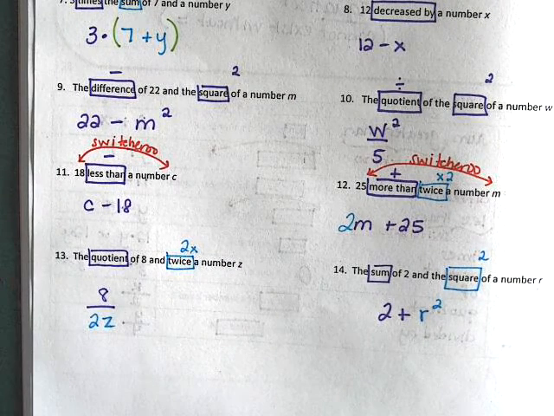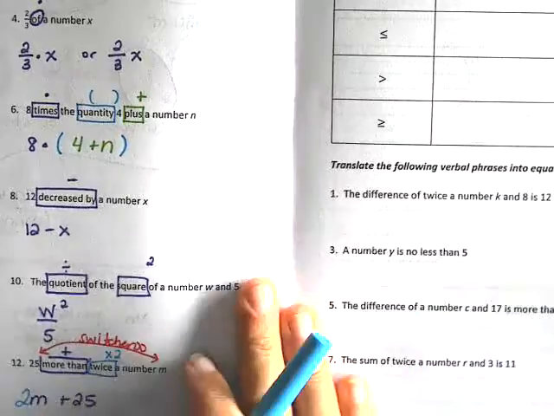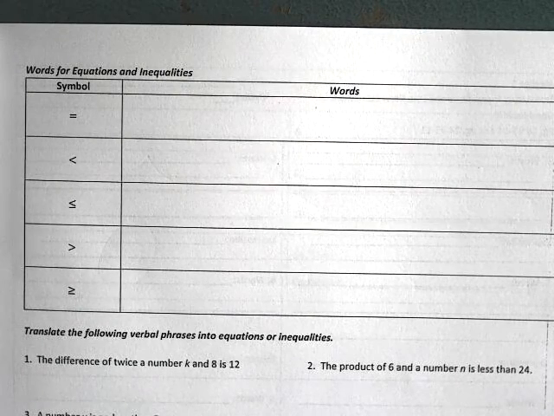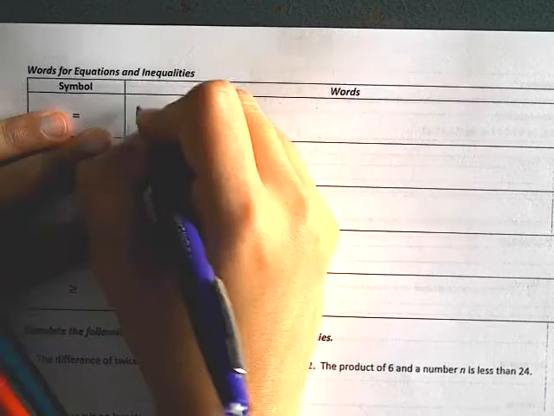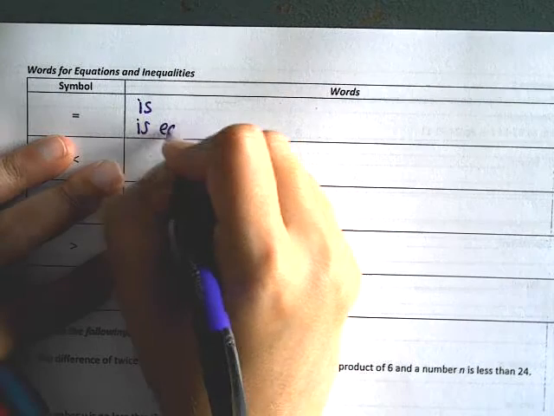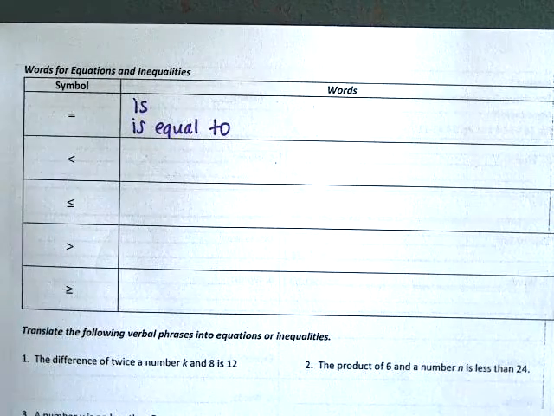Now that's sort of the idea for expressions, but how about equations? Here are some words that mean equations. If the equation is supposed to have an equal sign, you're going to see the word is or is equal to in the problem. The word is always means equals.